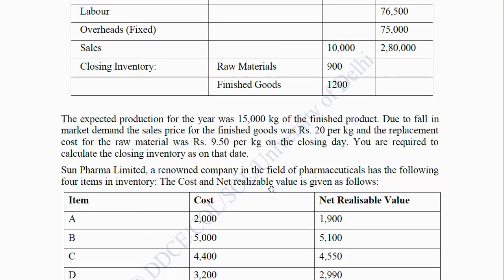The expected production for the year was 15,000 kg of the finished product. Due to fall in the market demand, the sales price for the finished goods was rupees 20 per kg and the replacement cost for the raw material was rupees 9.5 per kg on the closing day. You are required to calculate the closing inventory as on that date.